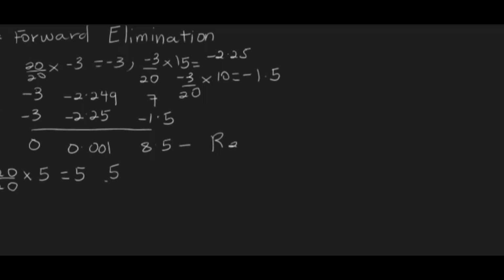5 on 20 times 15. And what would that be? So 5 on 20 times 15, I'm going to get 3.75.